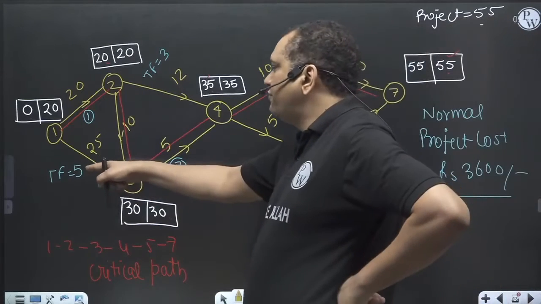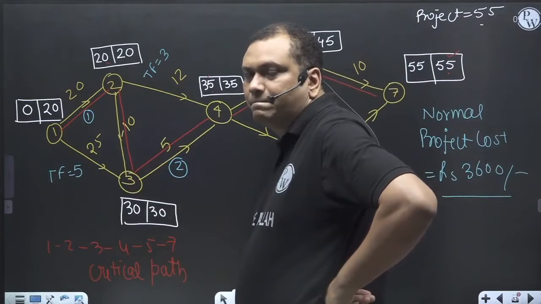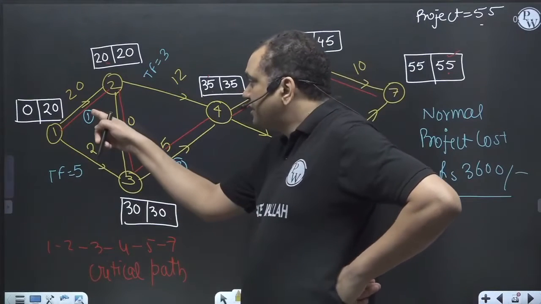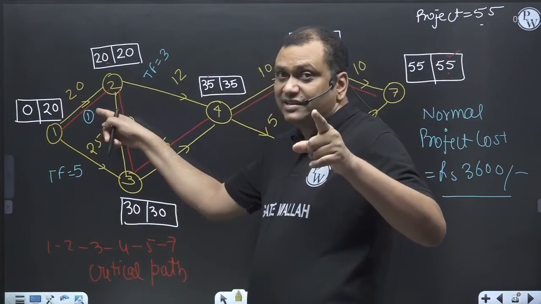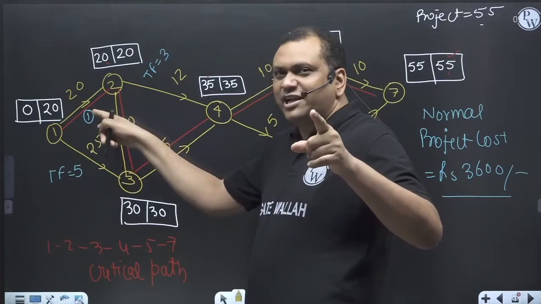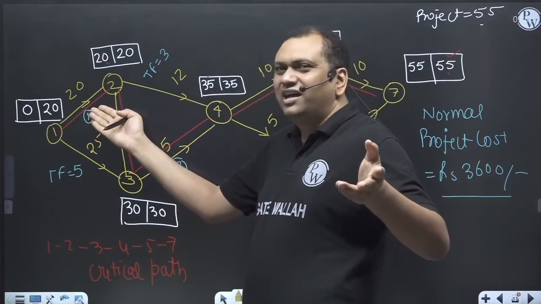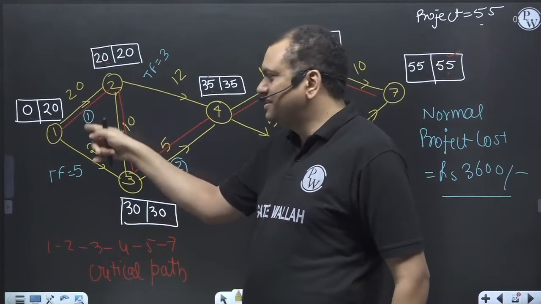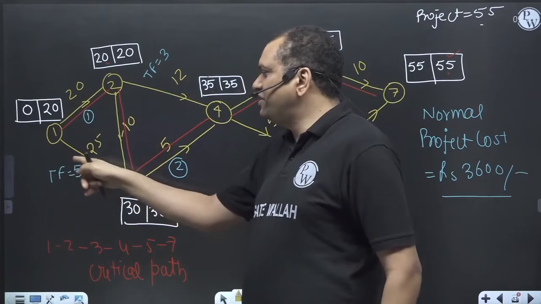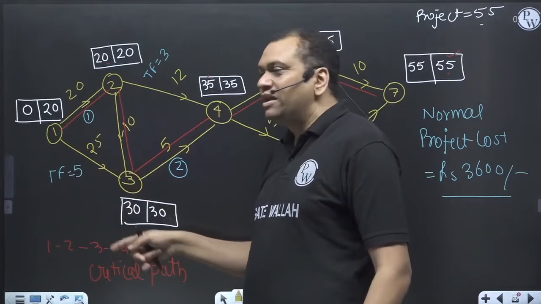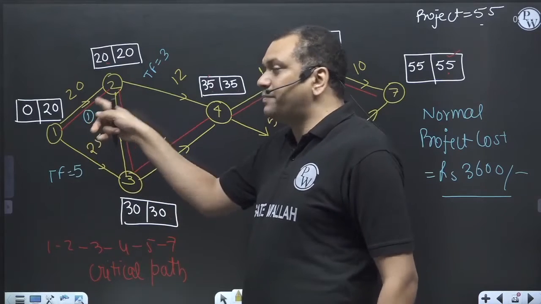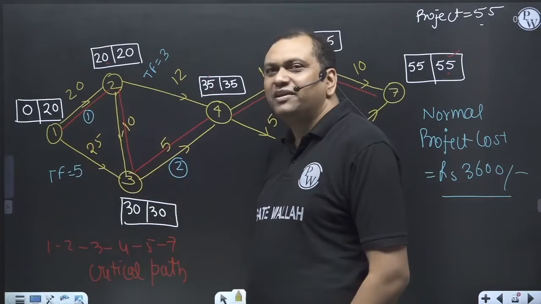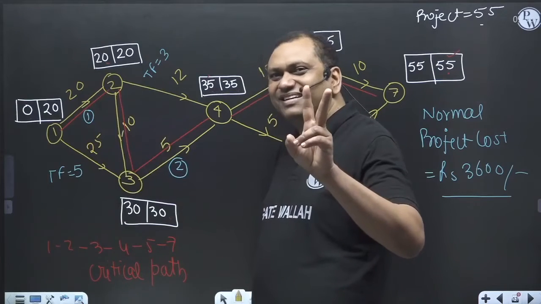And the total float here is 5. So I can crash this activity by 3 days. Up to 5 days we could crash, but 5 days I cannot crash as per data. Maximum 3 days I can crash. The availability of total float is 5. So if I crash this network by 3 days, the total float will be 2 now.